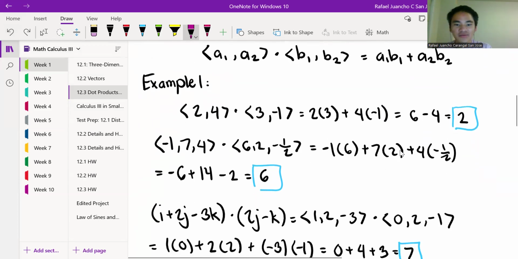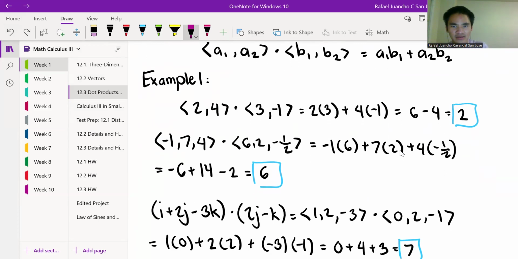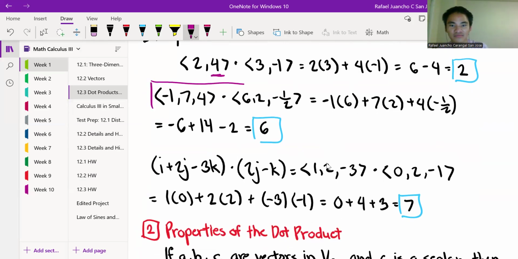So here in this example one, we're multiplying two vectors. So we're multiplying their components. So 2 times 3 plus their second components, 4 times -1, we get 6 minus 4, we get 2. And it's the same idea in 3D, right? So we have -1 times 6 plus 7 times 2 plus 4 times -1/2, and we get 6.